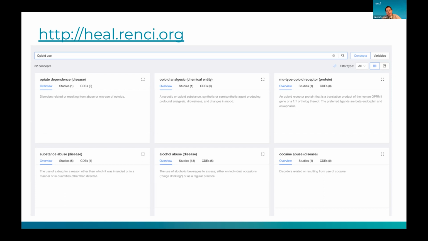And how does it help users in making connections? So users are able to see multiple studies. For example, opioid use is related to alcohol abuse, and there might be like 13 studies which have studied alcohol abuse. So a researcher is able to say, okay, these are the studies which might be of interest to me. Let me go in and look further into the studies, see what variables they have studied, and then go further into establishing these connections from there. Next slide, please.